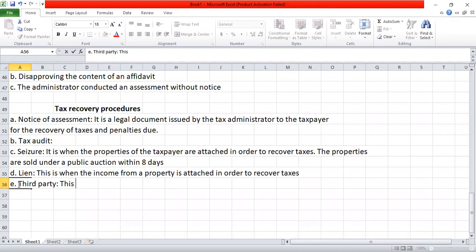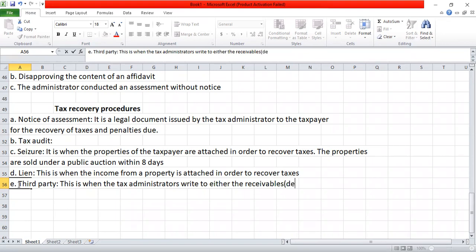So this is when the tax administrators write to either the receivables or debtors, or the bank, for not releasing money.